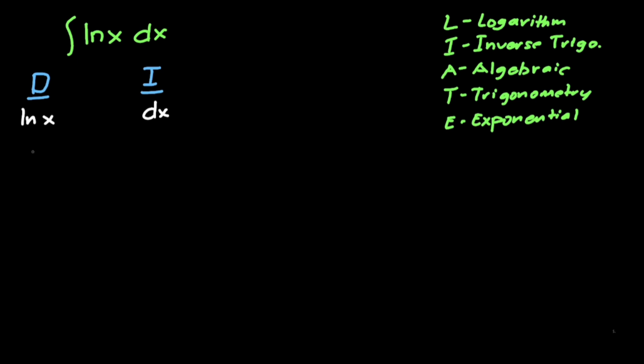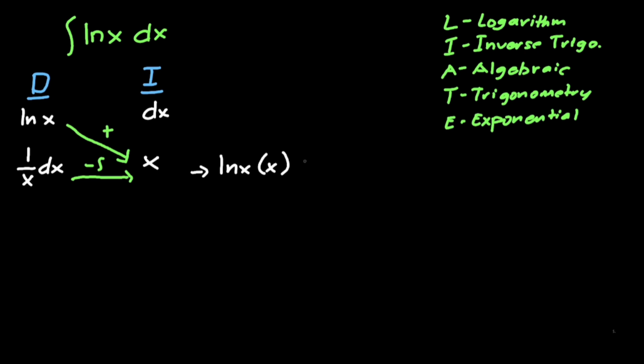So taking the derivative of ln of x is 1 over x dx, and the integral of dx is simply x. So now once again, multiply ln of x by x, but this will be positive, and multiply 1 over x dx by x, but make this negative with the integral. So the answer will be ln of x multiplied by x minus the integral of x multiplied by 1 over x dx.